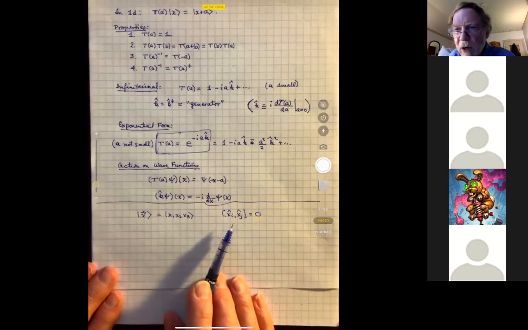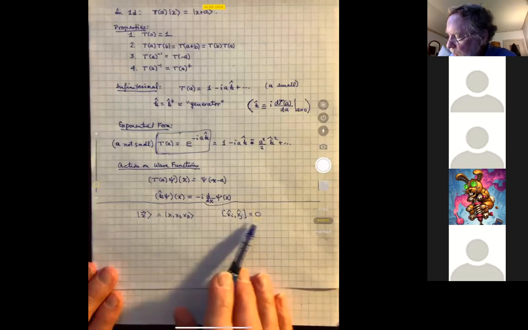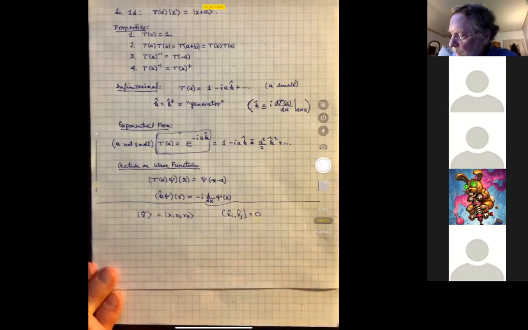Now, I'm not saying people have gone out and done experiments to test this directly, but there aren't very many experiments that would agree with the theory if this were not true. In any case, this is a commutation relation for the components of the position operator.